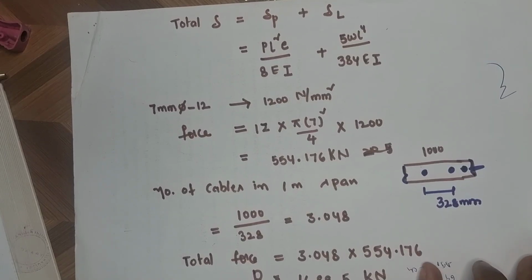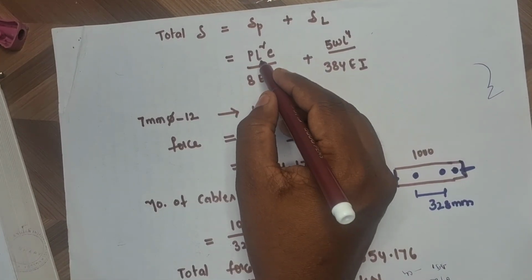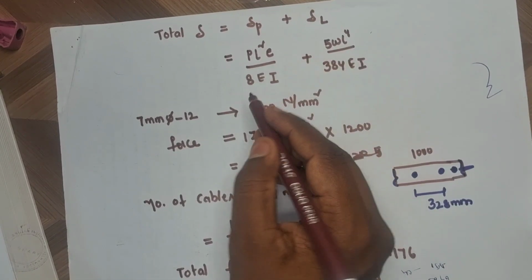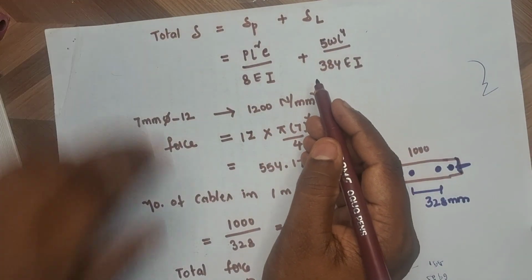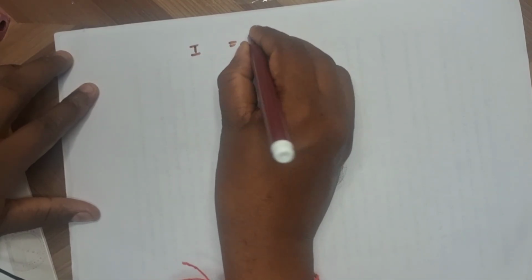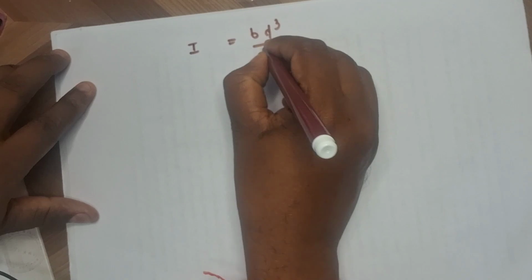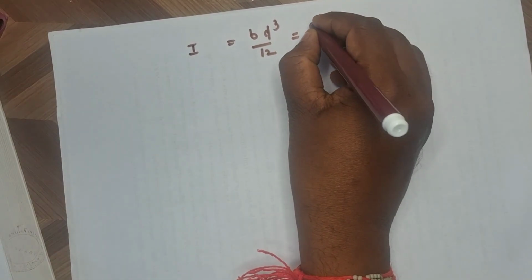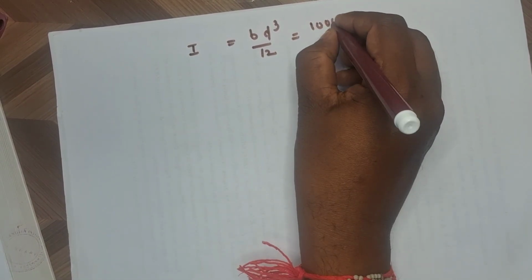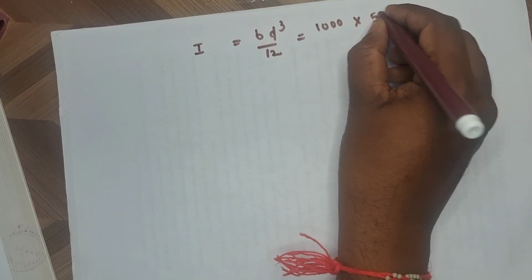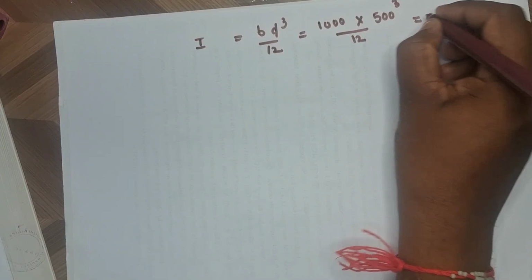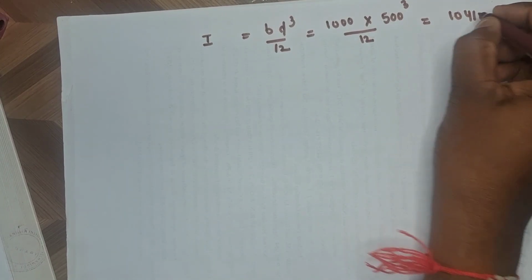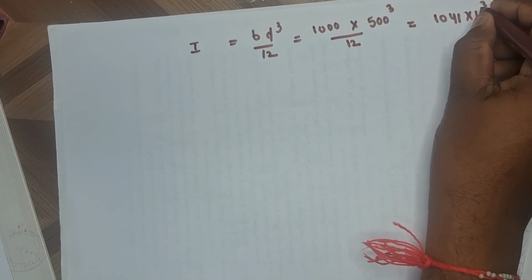Now we know P, we know the length, we know the eccentricity, we know modulus of elasticity. We need to determine I value. I is equal to BD cubed by 12. Here B is 1 meter, that is 1000, D is equal to 500, cubed by 12. The answer is 1041 multiplied by 10 cube mm to the power of 4.